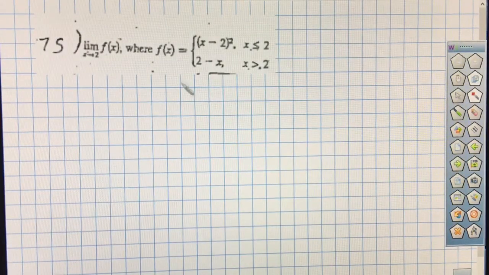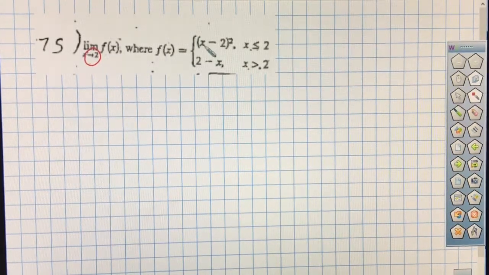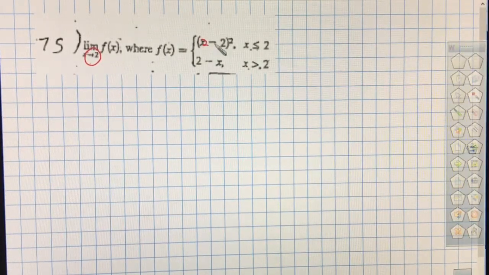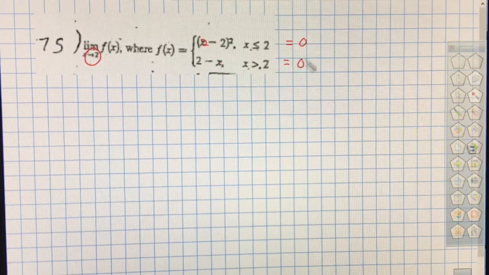75, limit as x approaches 2. So I take the 2, where it's less than, I throw it in there, so that's going to be 0. So that equals 0. And then I throw it in there, and it's 2 minus 2, that equals 0. So when they are both the same, that's the limit. So the limit of f of x, where f of x equals this, as x approaches 2, is going to equal 0. That's only true if they're the same.